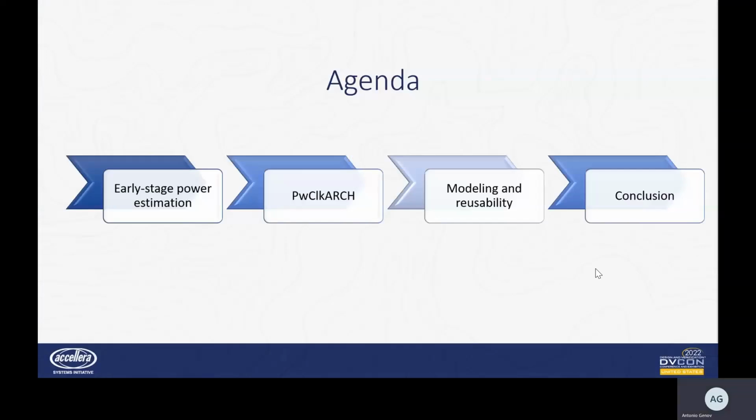Today, I will briefly present you one major flaw in the current power analysis approach, and I will talk about the initial implementation of one power estimation methodology that can be applied at the very beginning of the SoC design flow, and that can enable the reuse of power-aware deliverables in multiple platforms. Then I will introduce to you our proof of concept evaluation bench.